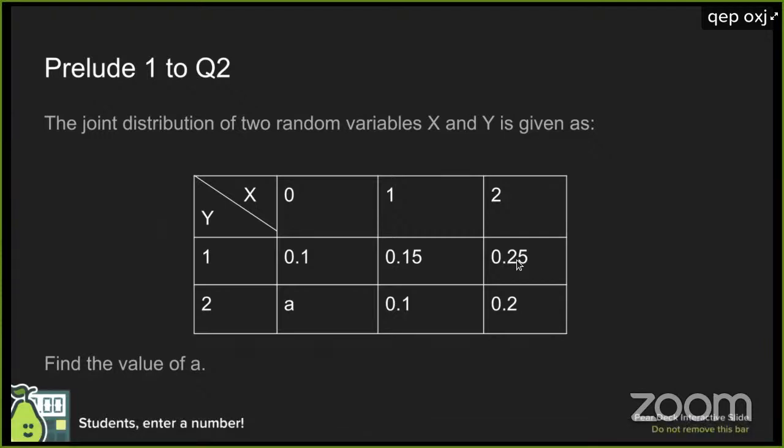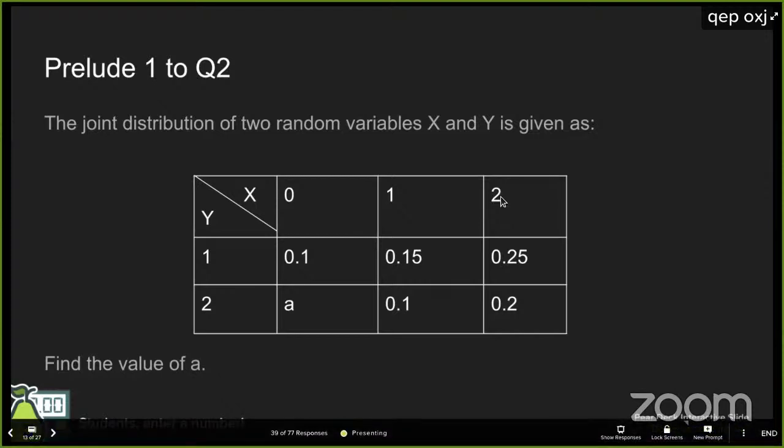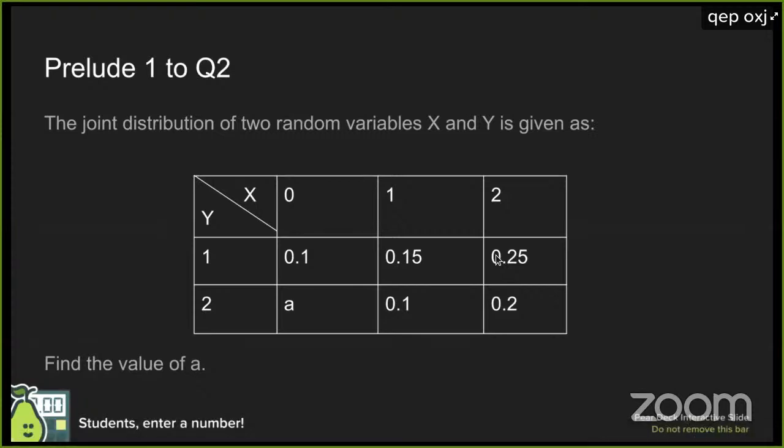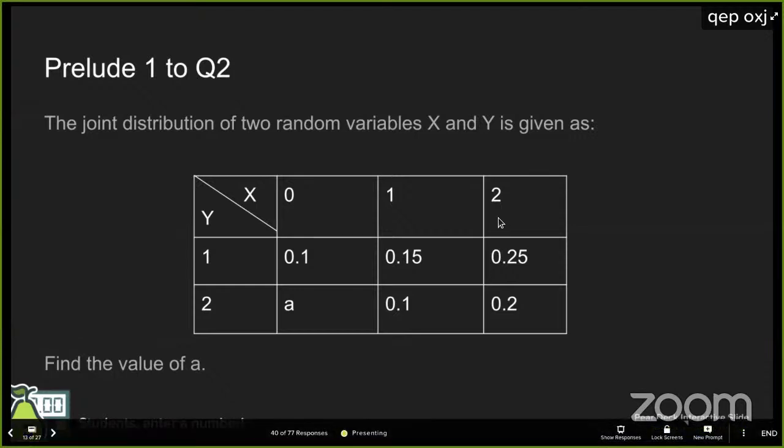Probabilities. Which probabilities? Joint probabilities, right? So that means when x equals 2 and y equals 1, this is the probability of these two events occurring simultaneously, correct? So when x takes the value 2, what is the probability that x equals 2 and y equals 1? That is 0.25.